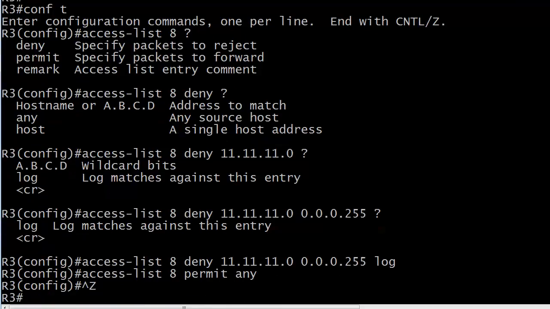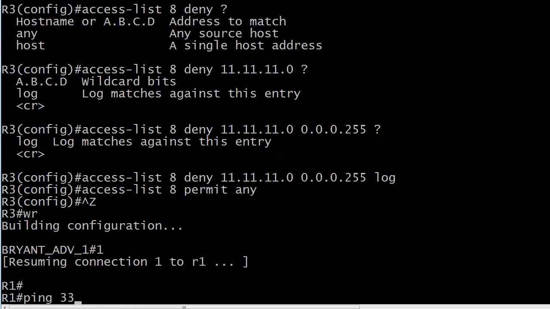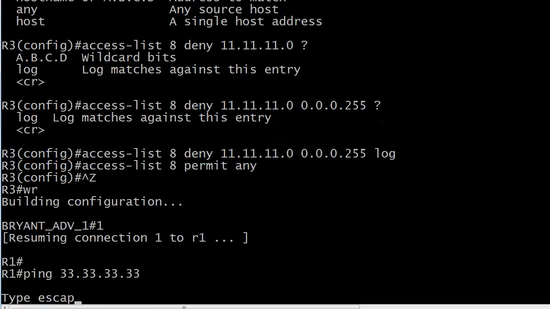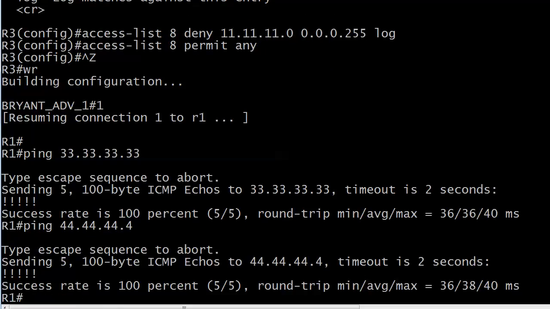And that's it. So we're good. We've got our ACL. Now we'll go back over to router 1 and try to ping the one we don't want to be able to ping. And we can still ping it. So what the heck is the problem here?